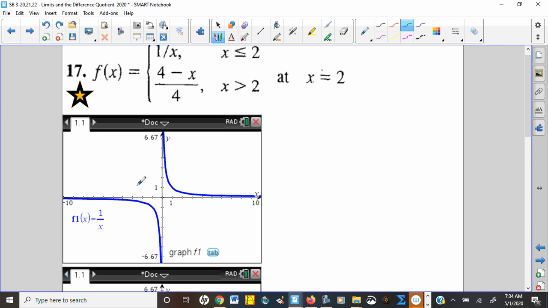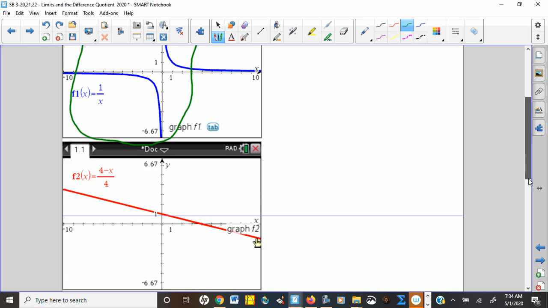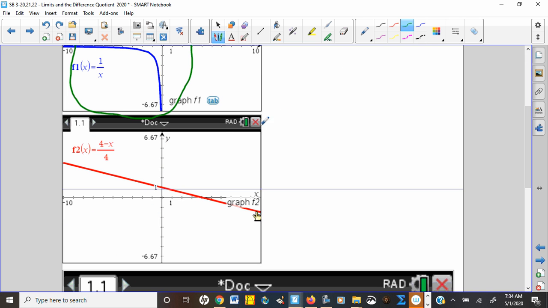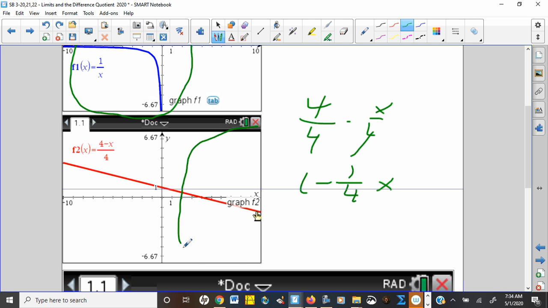Here's the function 1 over x, so that's your function that we would be taking this part of it right here, less than 2, right? And then here's the function 4 minus x over 4, which, by the way, if you split the fraction, 4 over 4 minus x over 4, it's just like 1 minus 1/4 x. It's just a linear function with an intercept of 1 and a slope of negative 1/4. But we would take this part of the function from the right side of 2. And so that's what we're doing, we're taking this piece up here and this piece down here.